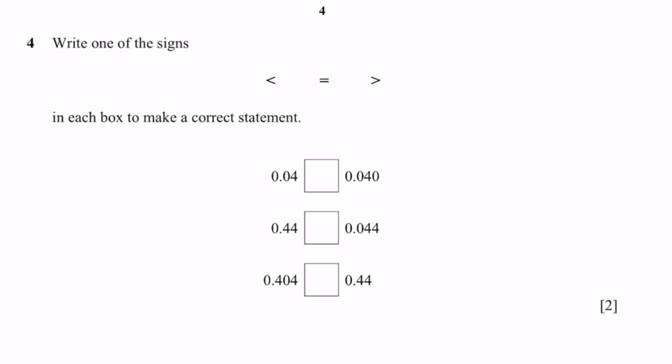Question 4. Write one of the signs in each box to make a statement correct. It's a less than, equal to, or greater than symbol. 0.04 and 0.040. These are equal. 0.44 and 0.044. This is greater than because this one has a 4 at the start, but 0.044 has a 0 at the start of the decimal places. 0.404 and 0.44. This is less than because the first decimal place is the same, but the second decimal place is a 0, but over here is a 4, and 4 is greater than 0. Therefore, this is greater than that.